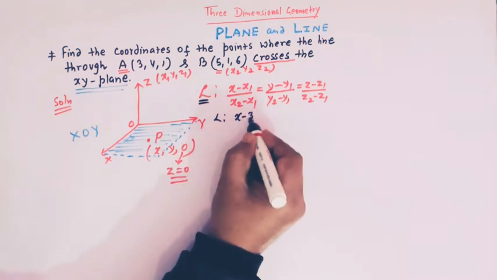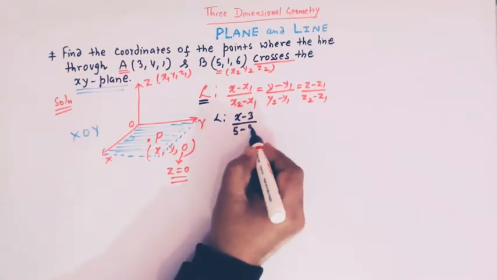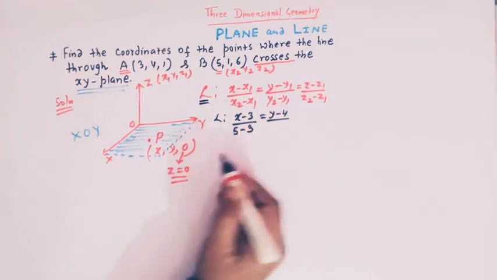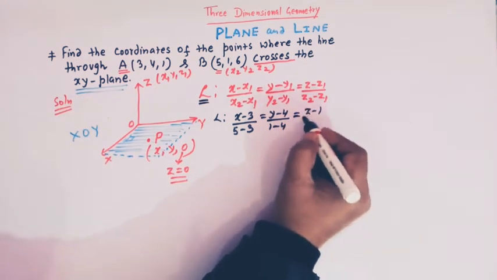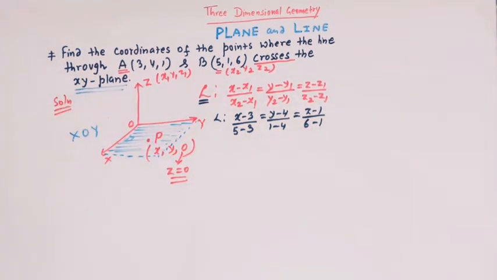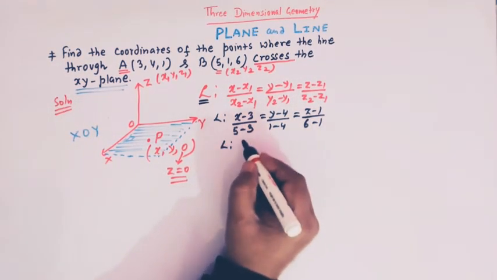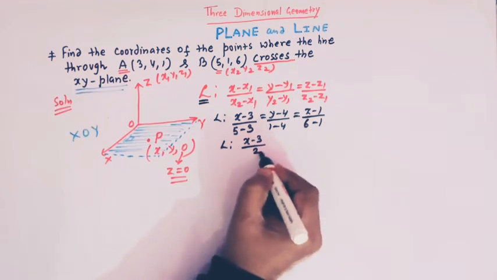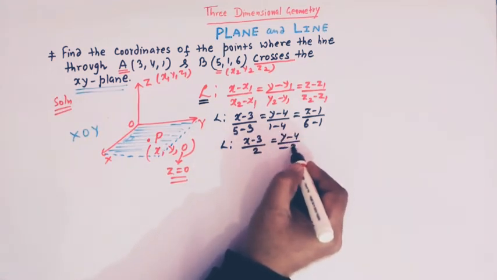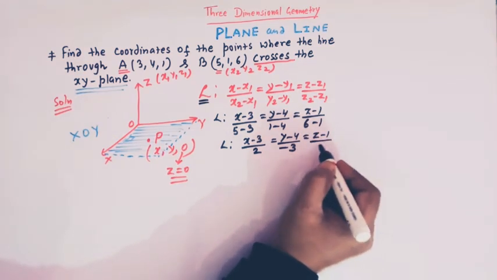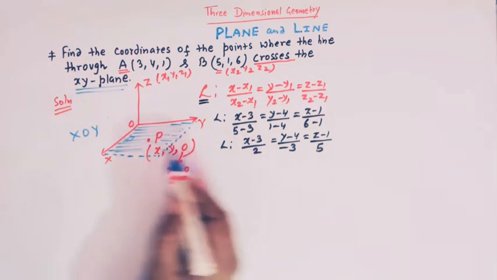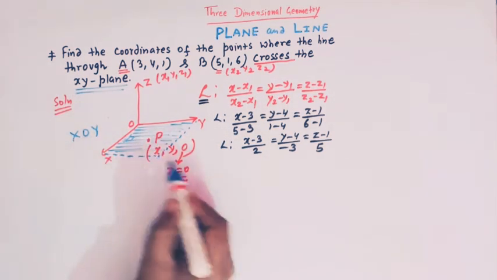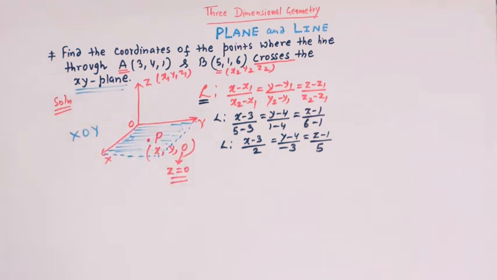So we have (x minus 3) over (5 minus 3), (y minus 4) over (1 minus 4), and (z minus 1) over (6 minus 1). So now we have the equation of the line as (x minus 3) over 2, (y minus 4) over minus 3, and (z minus 1) over 5. This is the equation of the line. Now this line crosses this plane XOY.